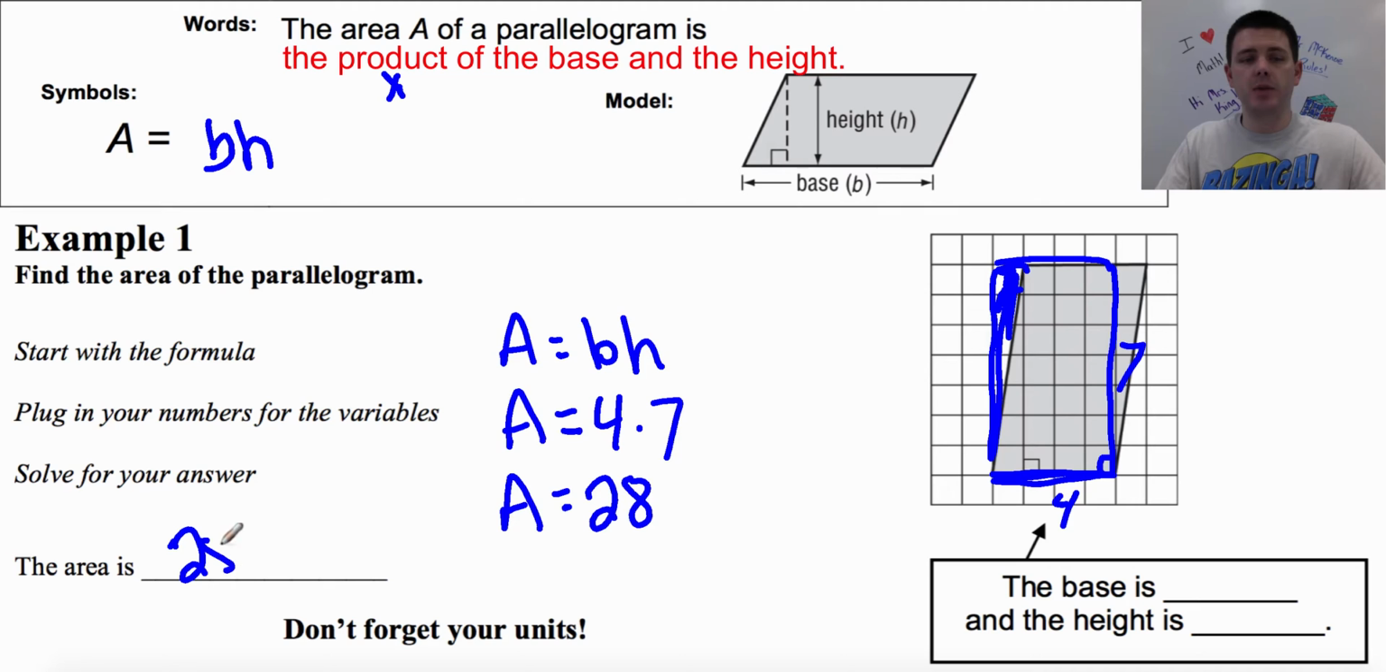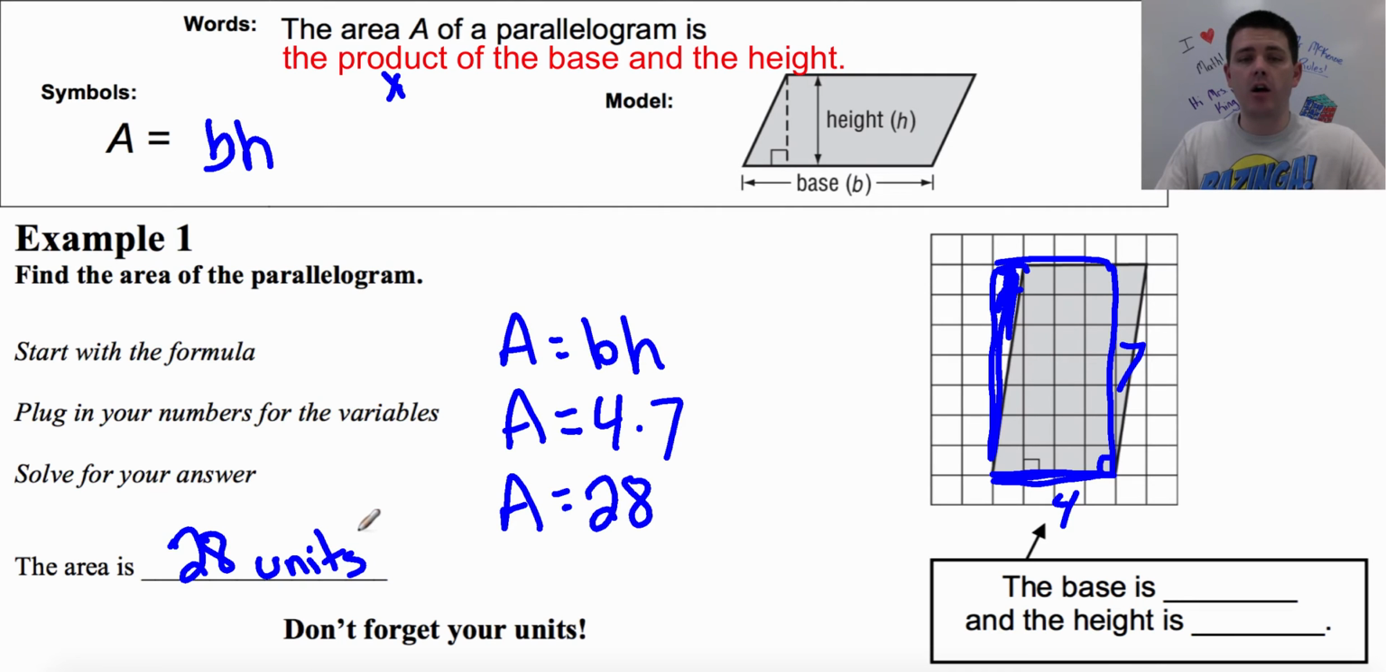Now, here's the big piece. You can't leave your answer naked. Okay? It can't be just a plain old naked number because it represents something real. It represents the amount of space inside of the shape. When they don't tell you what units you're using, we just use the generic word units.